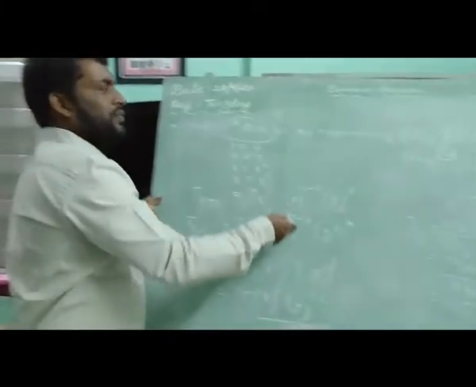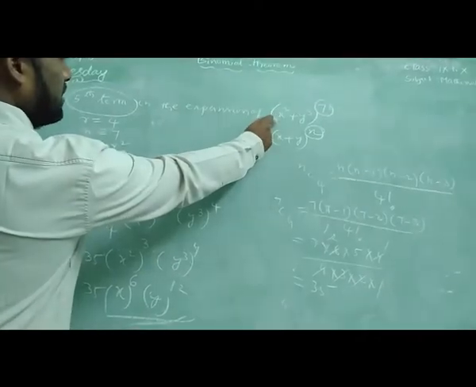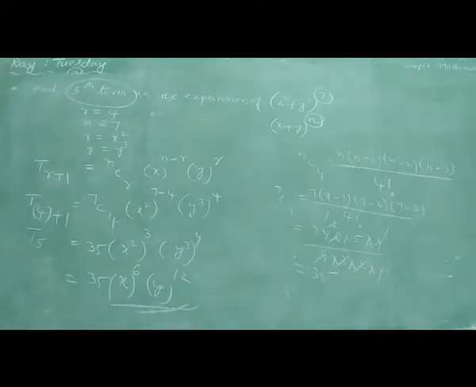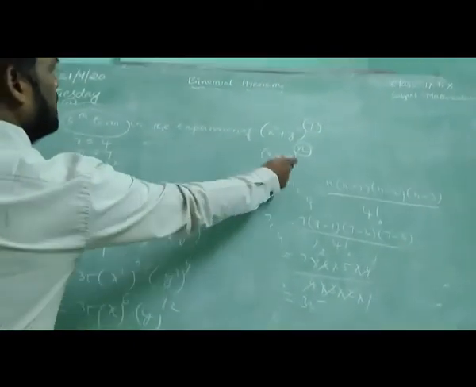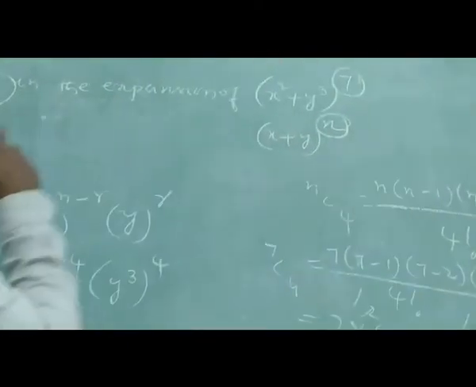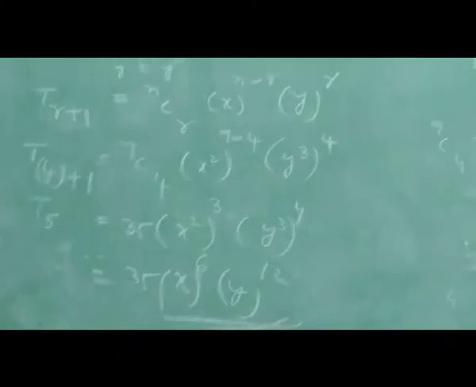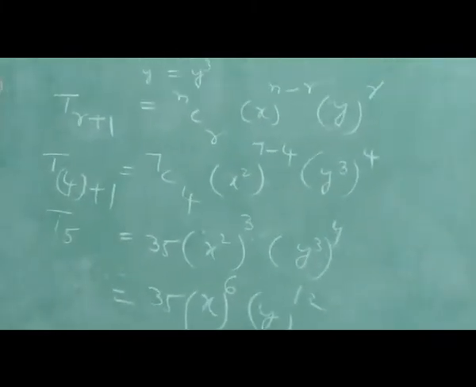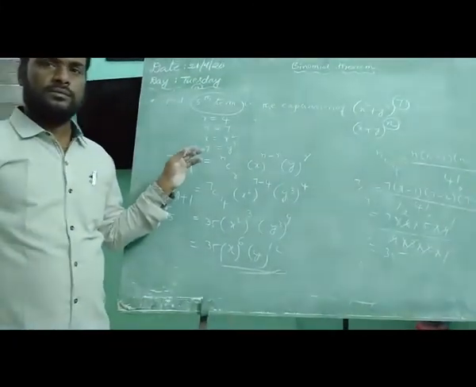The second important concept is to compare the given binomial with (x plus y) whole to the power of n. So x is equal to x square here, y is equal to y cube, and n is equal to 7. So replace these values and simplify, then you get the fifth term here. So like this you can find the remaining terms in the binomial expansion by using the r plus 1th term.